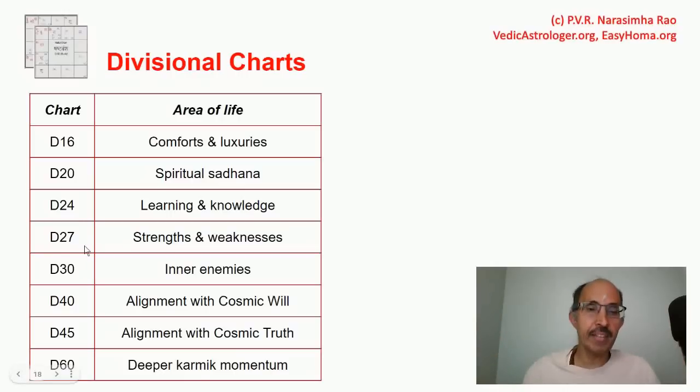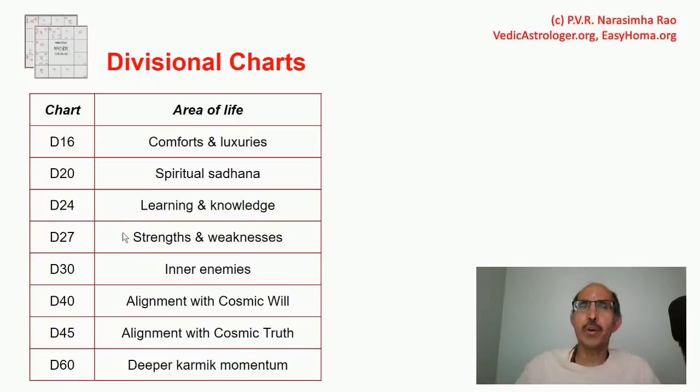Then D27 is your strengths and weaknesses, what you are prone to, basically what you are drawn towards or drawn away from instinctively. It shows all those things.